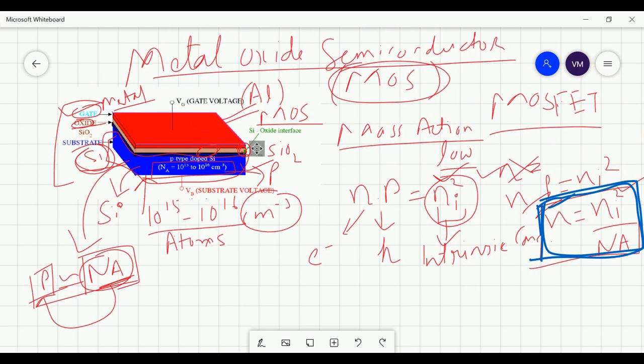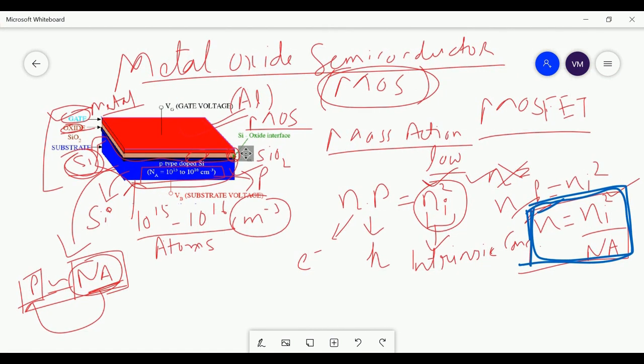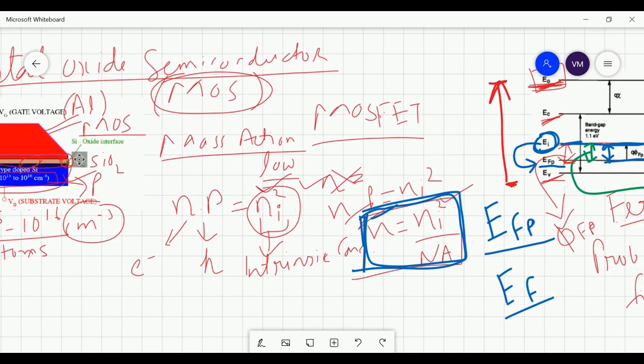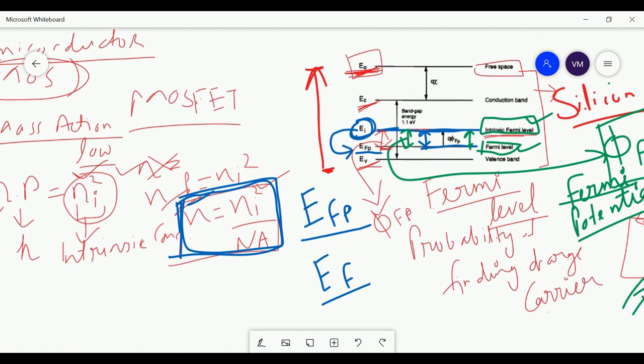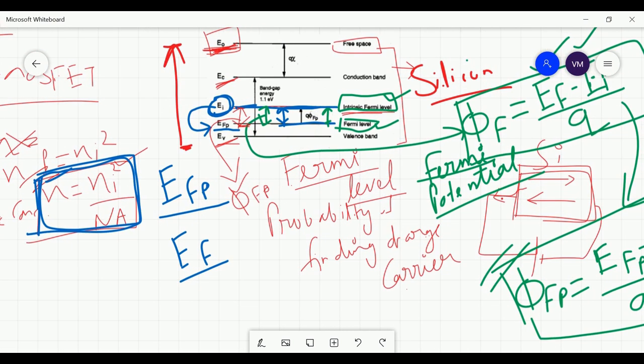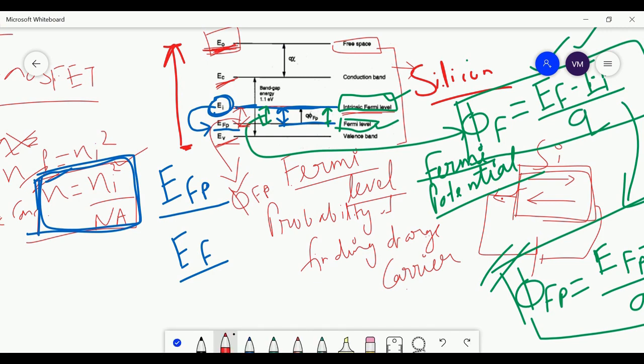So we started with the metal oxide semiconductor structure, then we talked about the mass action law, and then we talked about the electron density and hole density in it. Then one of the important concepts is the Fermi level. You should understand what is the Fermi level and the Fermi potential. Fine. So if you want, I'll just repeat once again. The Fermi potential is the difference between the intrinsic Fermi level.